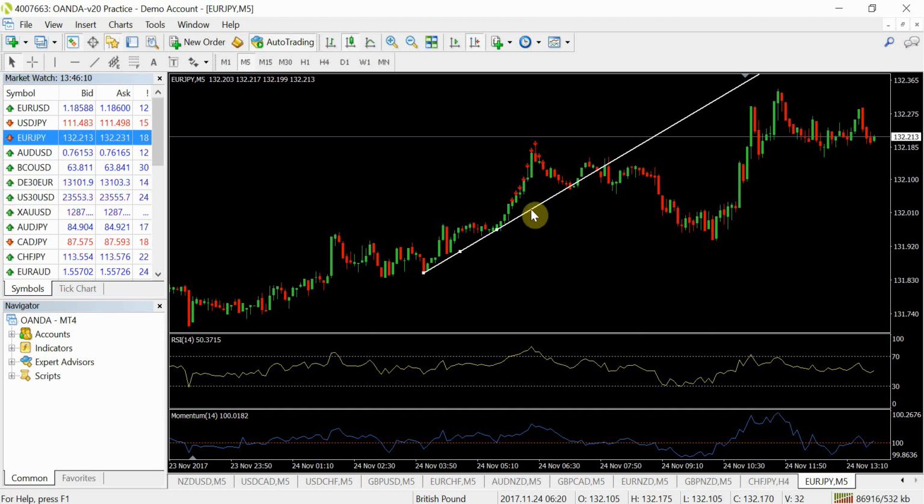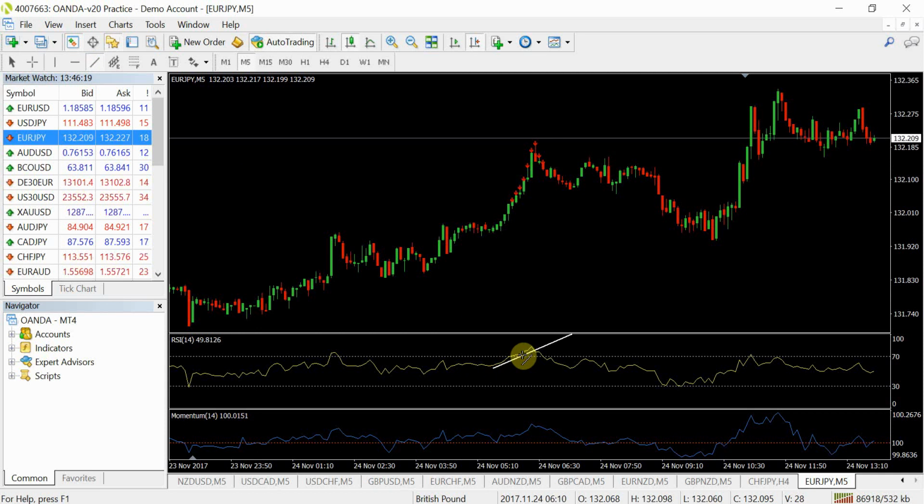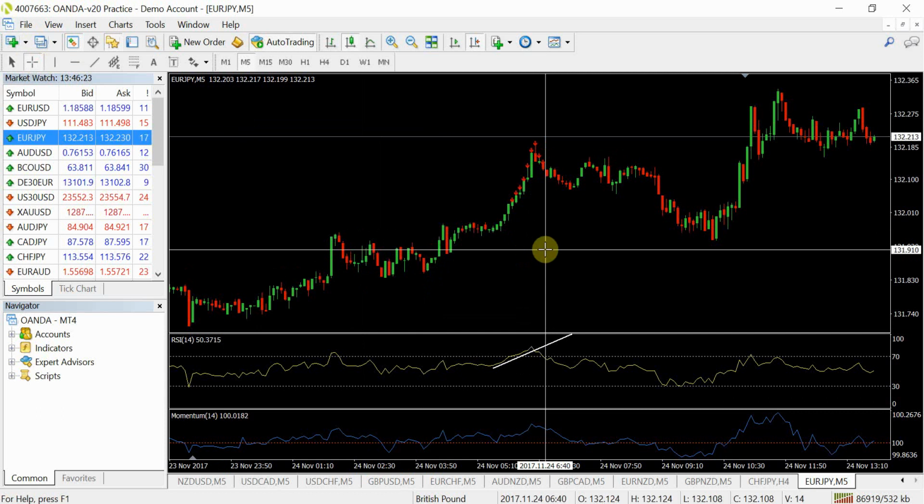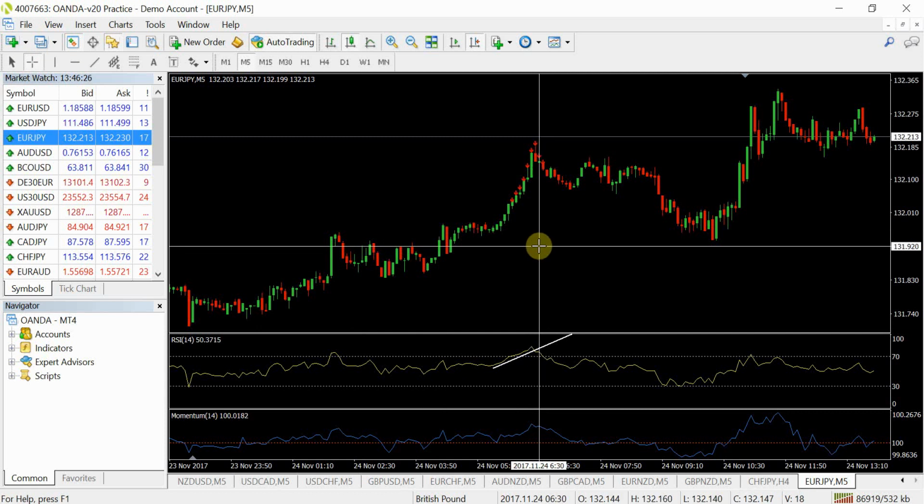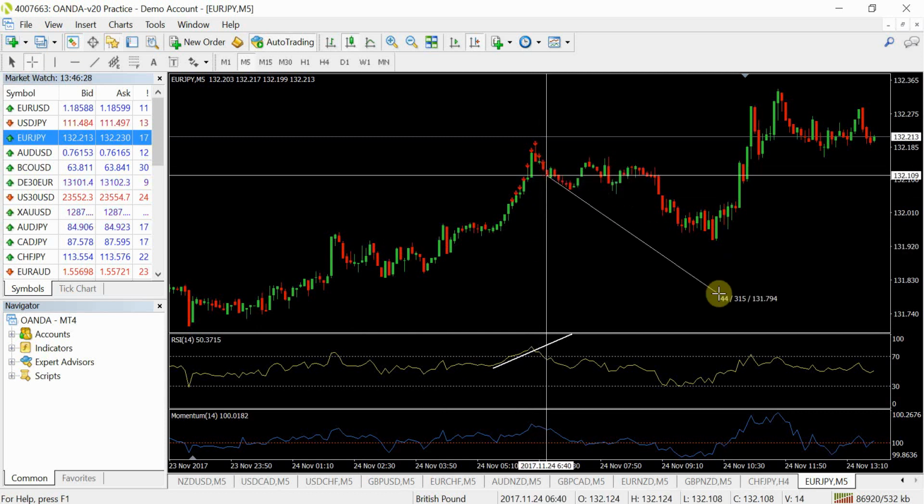You can also use a trend line for the RSI or any oscillator that you want. So you could do that there, and then when the trend line breaks, which is again technically still within the arrow, so there you've got it.